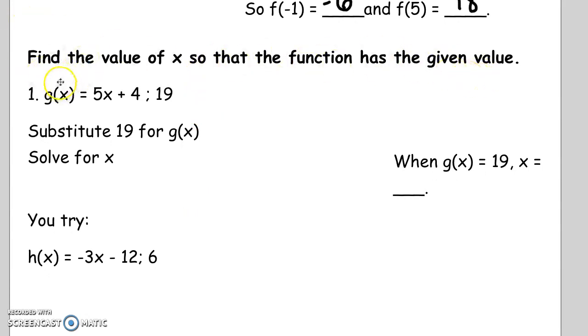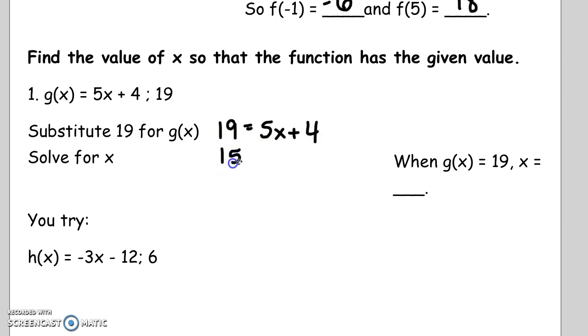So I'm going to give you the function g of x is equal to 5x plus 4. This semicolon is telling you that after this, I'm giving you that the function is equal to 19. This means that 19 is equal to g of x. So we are going to substitute 19 for g of x, and it looks like this. 19 is equal to 5x plus 4. Now from here, I want to know who x is. So let's go ahead and solve for x like we normally would.